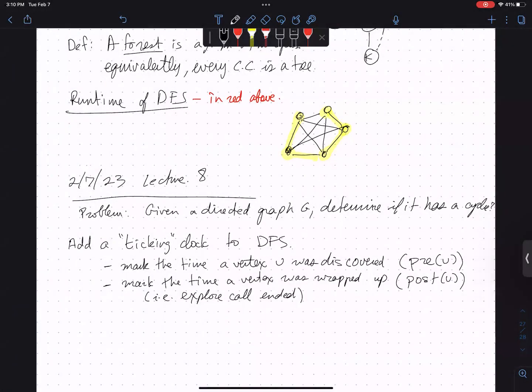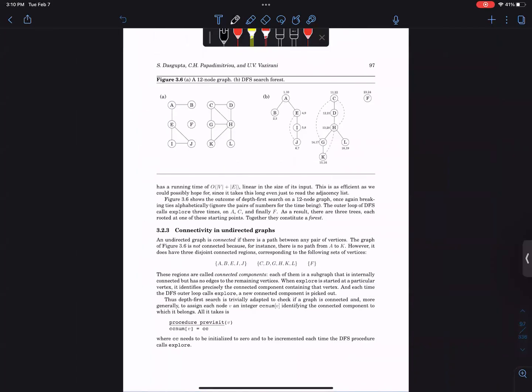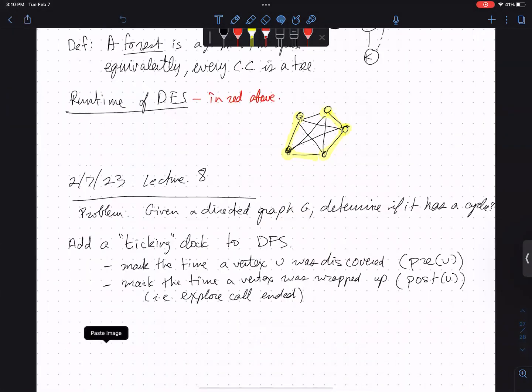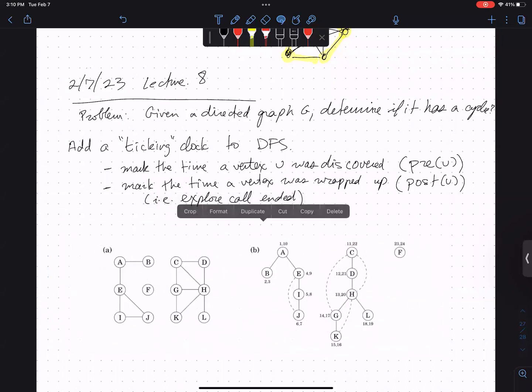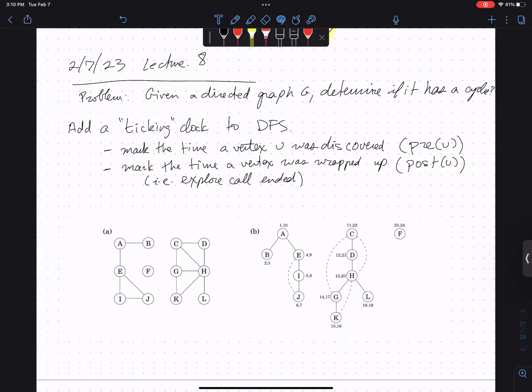So let's look at an example. Let's use our favorite example, this one. Remember how we were running DFS on this graph. I'll go through it a little faster this time since we've already done it once. We start with a visit to A, with exploring A. Now we put a one there. This is the first tick of the clock. Then after A, we go to B. And now we put a two there.